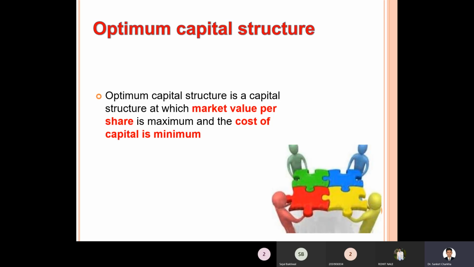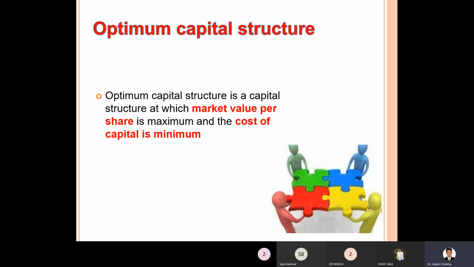Now, what is an optimal capital structure? Optimum capital structure is the capital structure at which the market value per share is maximum and the cost of capital is minimum. Whatever the situation, the optimum capital structure defines a position wherein your combination and composition of debt and equity capital is of such a nature that the market value per share keeps on increasing and the cost of capital is always minimum or at a reduced level.